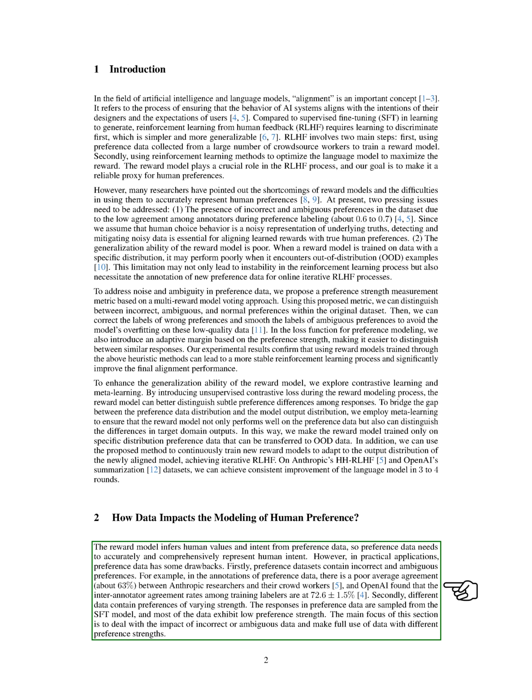The responses in preference data are sampled from the SFT model, and most of the data exhibit low preference strength. The main focus of this section is to deal with the impact of incorrect or ambiguous data and make full use of data with different preference strengths.